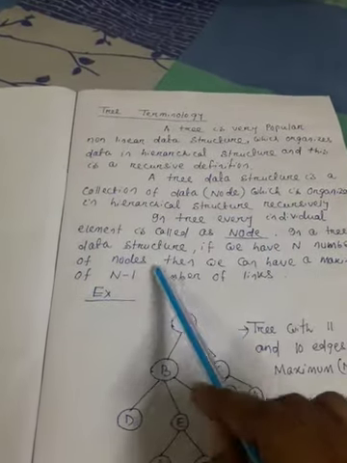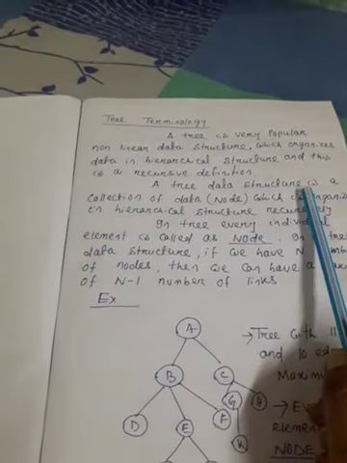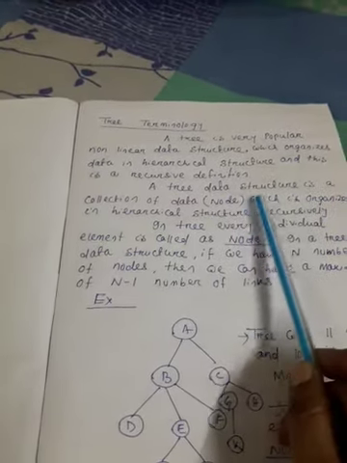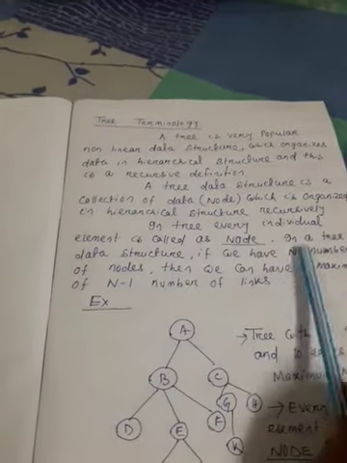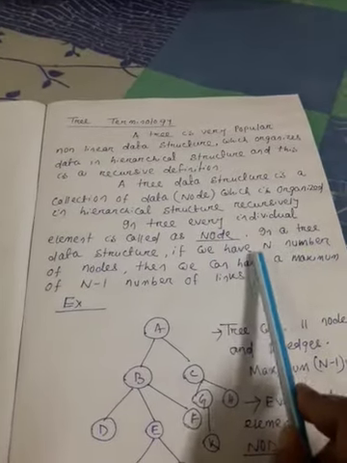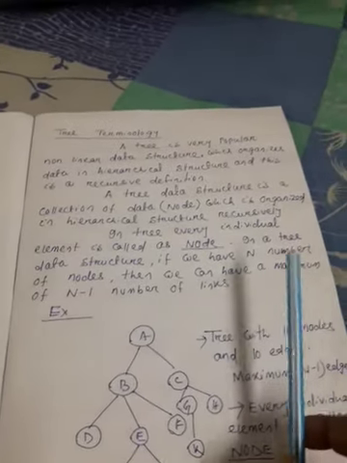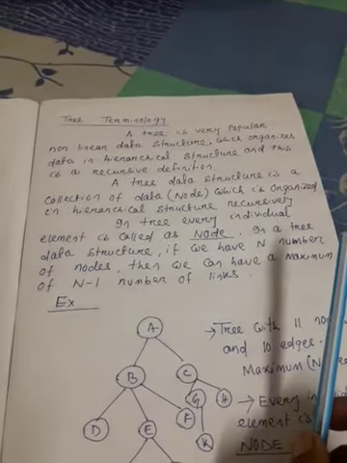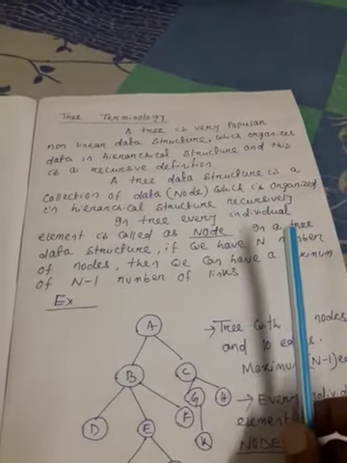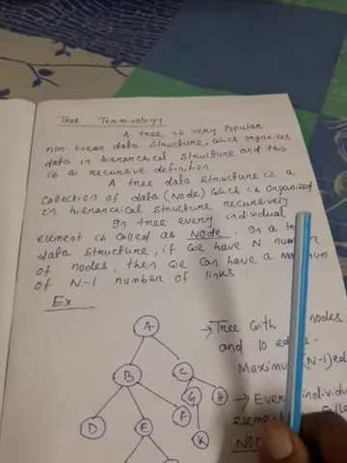A tree data structure is a collection of data or elements, and these elements are called nodes. In a tree data structure, if we have n number of nodes, then we can have a maximum of n minus 1 links. For example, if a tree has 10 nodes, then there are 9 links.